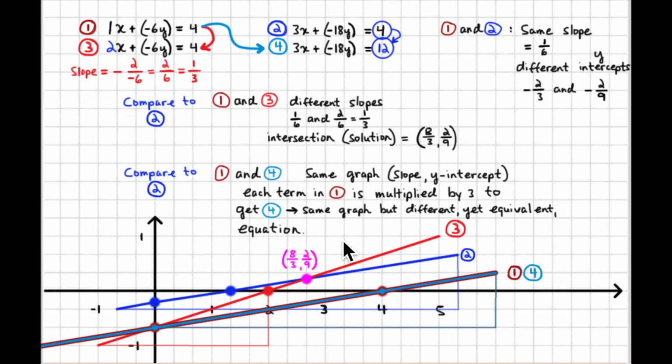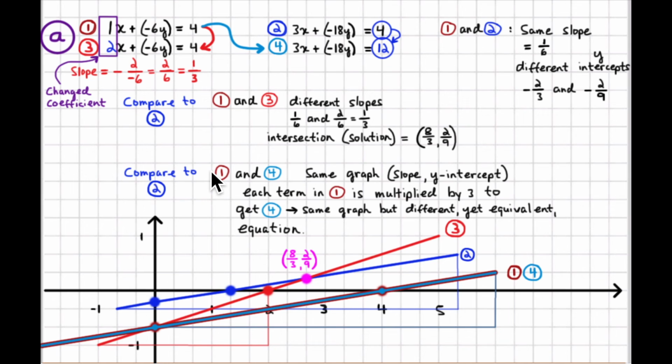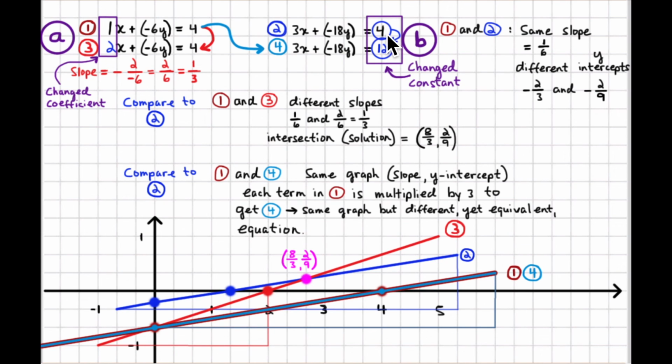So in the end, what I did is I changed, for A, this coefficient 1 to this coefficient 2. And for B, I changed this constant 4 to this constant 12. So this changes the slope, so they have a single solution. This changes the y-intercept. It doesn't change the slope, but it changes the y-intercept, so the graphs are right on top of each other, so they have an infinite number of solutions.